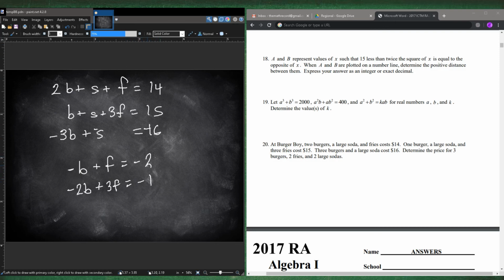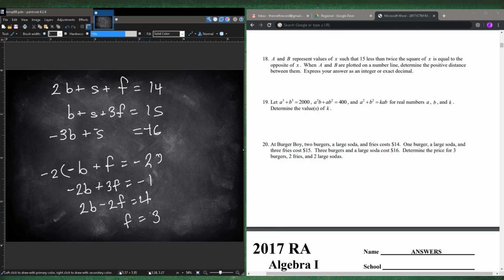Okay, so what we like to cancel out? Let's cancel out this -2 over here. So let's multiply this top equation by -2. So my negative 2. So this would make negative 2 times negative b is 2b, and then negative 2f, and then negative 2 times negative 2 is 4. So adding them together, that means f is equal to 3. So our fries cost $3.